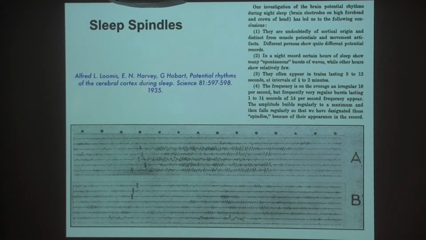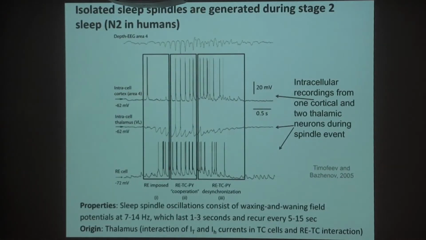This is another slide. These are intracellular recordings which show this event in its full beauty. It's recordings from one cortical cell and two thalamic cells. Why thalamic cells? Because we know that those rhythms are generated in the thalamus to a large extent through the interaction of some intrinsic currents and cell types in the thalamus. So this is a very characteristic spindle.